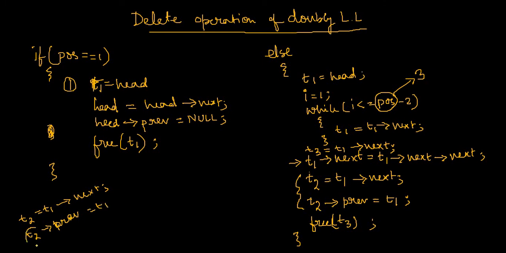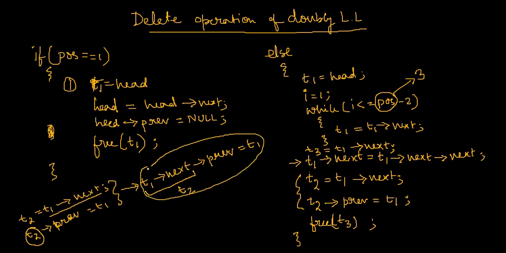Now what is T2? T2 means T1 next. So if I merge these two lines, I can write T1 next prev equal to T1 directly. Because this is the part of T2 that was there in the second line. So instead of T2, I have directly written T1 next. You can do that. So instead of writing these two lines, I can write a single line over here.